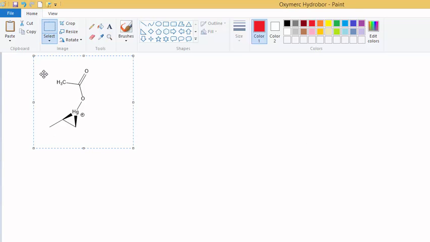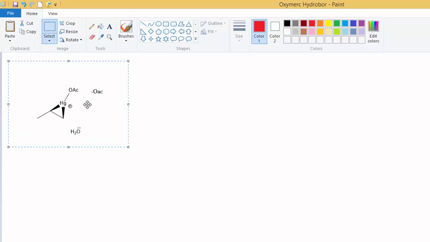Actually, I'm going to simplify this and say that, all right, here's our water, and let's not worry about these huge molecules, these acetate groups. Let's just abbreviate them as OAc and not worry about them from here on out. Okay, so at this point, you should know what happens next.